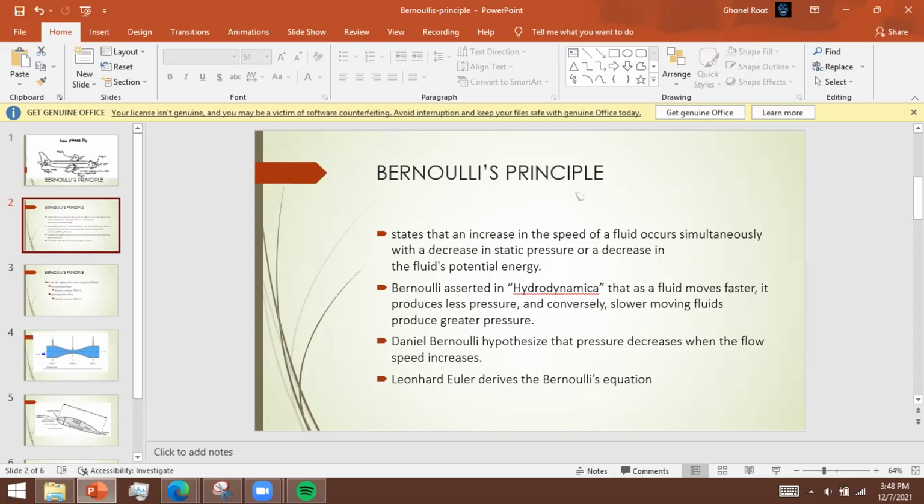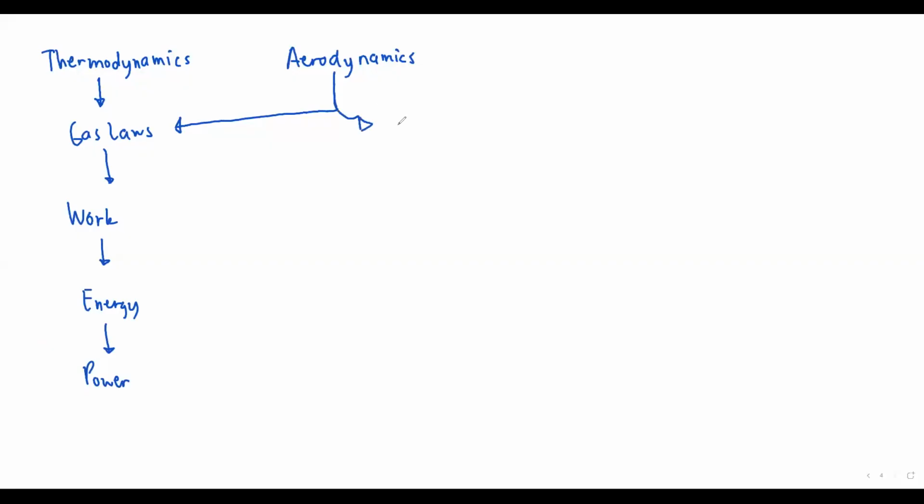So, technically, nilabas niya tong principle na to sa libro niyang Hydrodynamica, that when a fluid moves faster, it produces less pressure. So, sinasabi ng Bernoulli's Principle in a sense. Okay? So, pasok na tayo ngayon sa Bernoulli's Principle. In layman's terms, if you have higher velocity, if may mataas kang velocity, you have a low pressure. Okay? And vice versa. So, low velocity, high pressure. Diba?